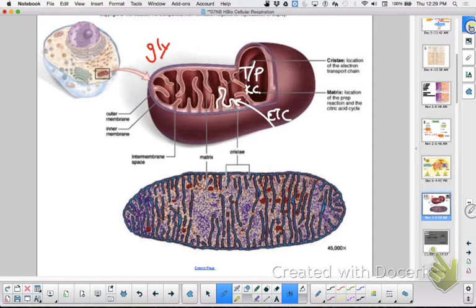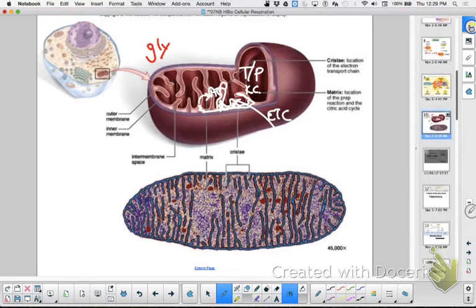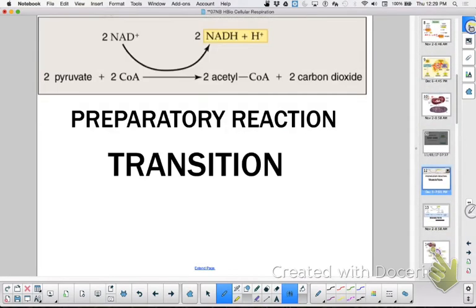Okay, and it's pumping hydrogen ions out into this inner membrane space right here, so that when the hydrogen ions go back in, that's when they make the what? ATP. All right?